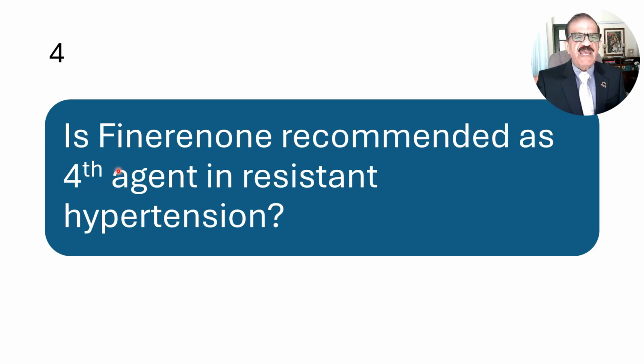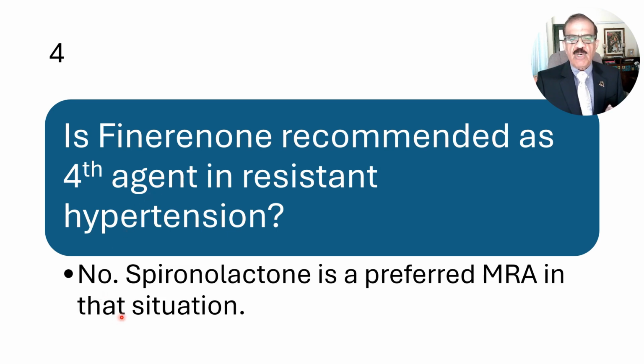Question number 4, is Finerenone recommended as a fourth agent in resistant hypertension? If you remember the algorithm of hypertension, for those patients who do not respond to adequate doses of 3 drugs, you could add a fourth agent. It could be any agent not used in the first 3 stages, but the most recommended fourth agent is actually an MRA. Finerenone here is weaker than spironolactone, because spironolactone has a much more potent blood pressure lowering effect in this situation. So if you are using an MRA for resistant hypertension, you use the conventional spironolactone. Although Finerenone also has a good blood pressure lowering effect at its maximum dose, it is less than spironolactone.